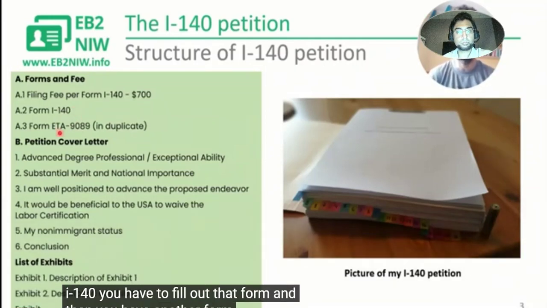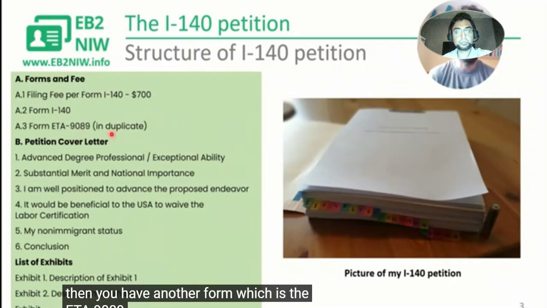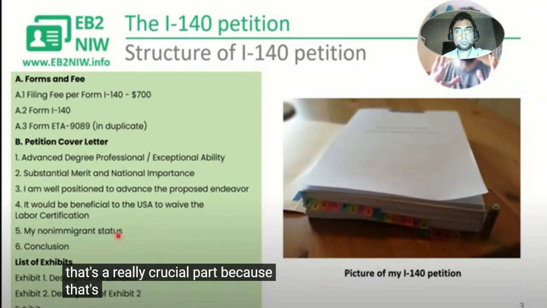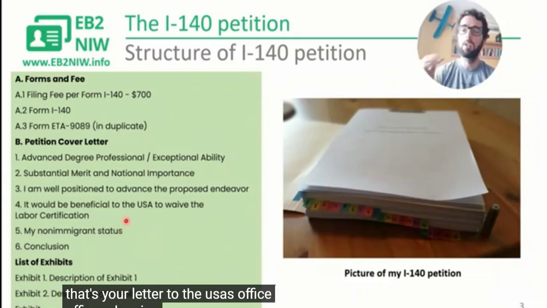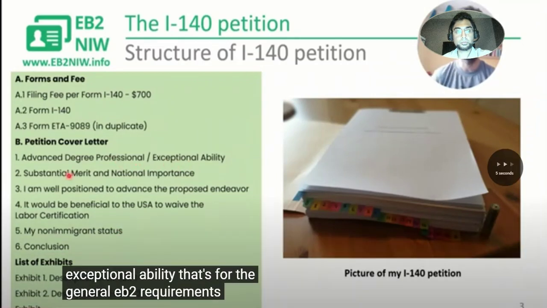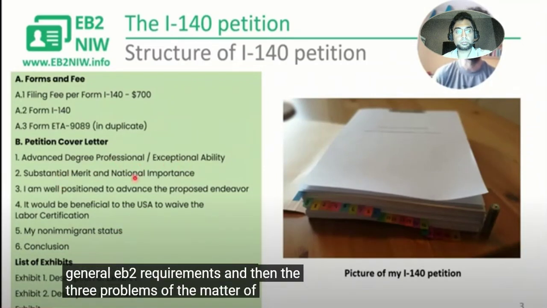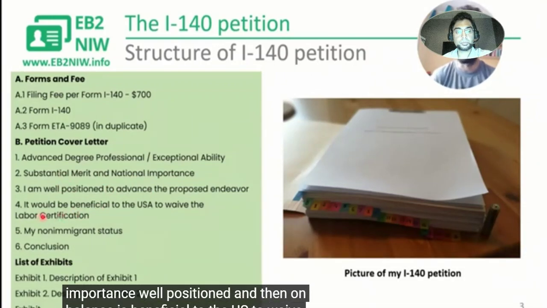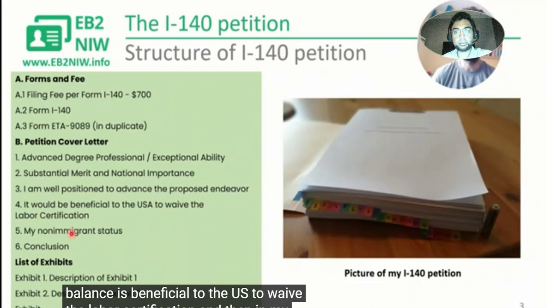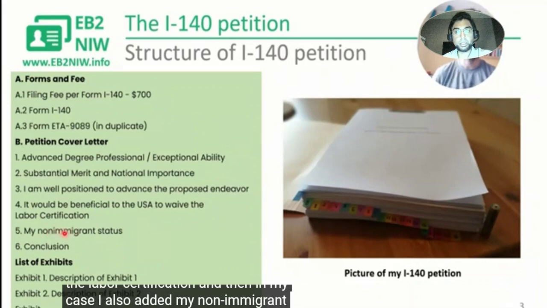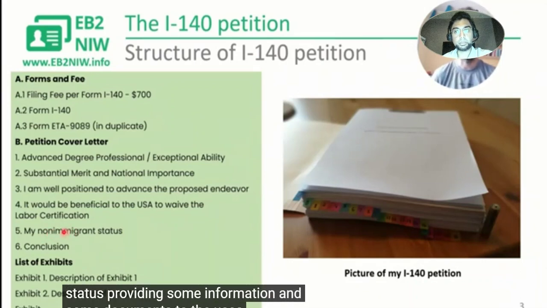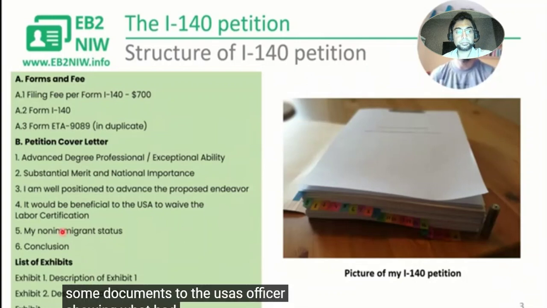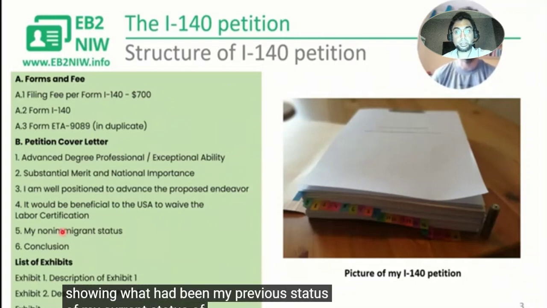And then you have another form, which is the ETA 9089. And that's a really crucial part because that's your letter to the USCIS officer showing that you're meeting all the requirements. And then the three prongs of the Matter of Dhanasar are substantial merit, national importance, well positioned, and then on balance it is beneficial to the US to waive the labor certification. And then in my case, I also added my non-immigrant status, provided some information and some documents to the USCIS officer showing what had been my previous status and my current status at the time in the US.